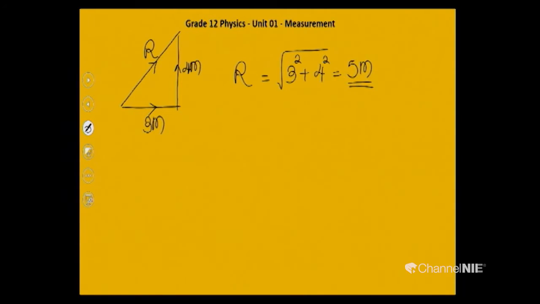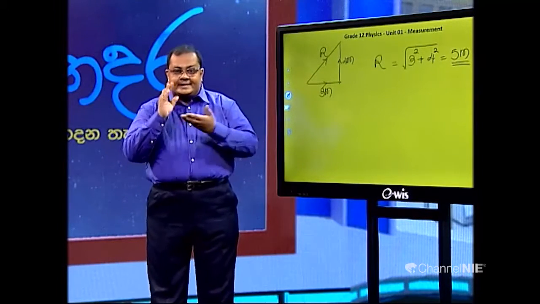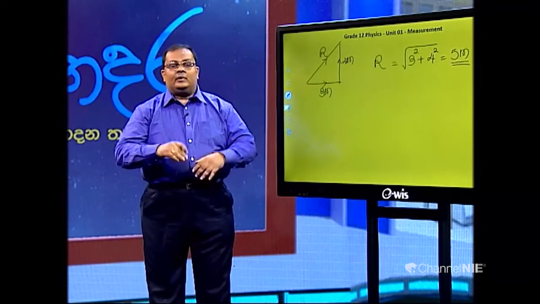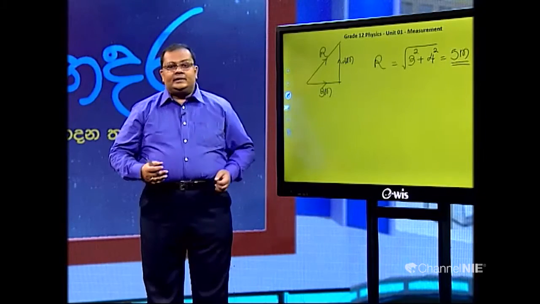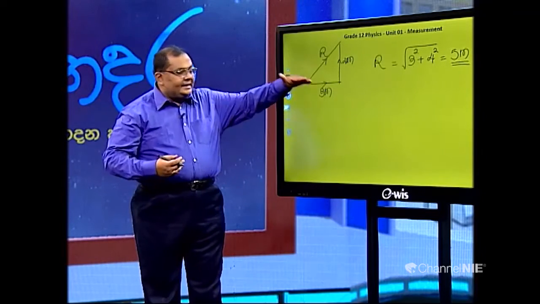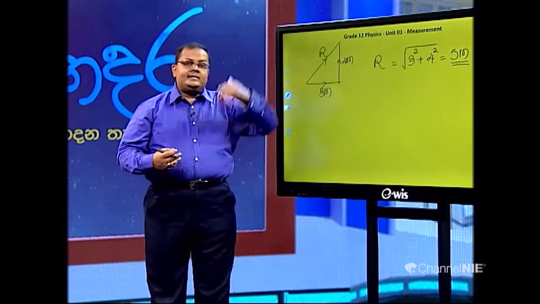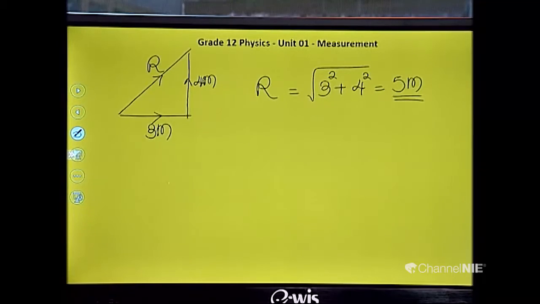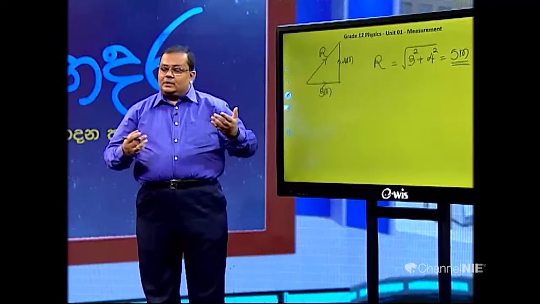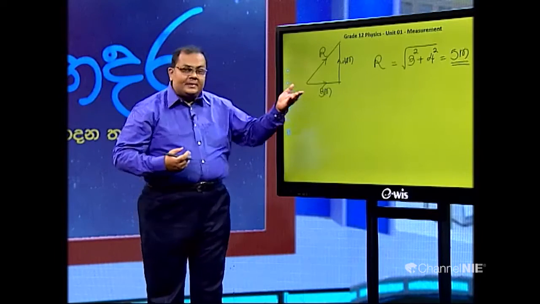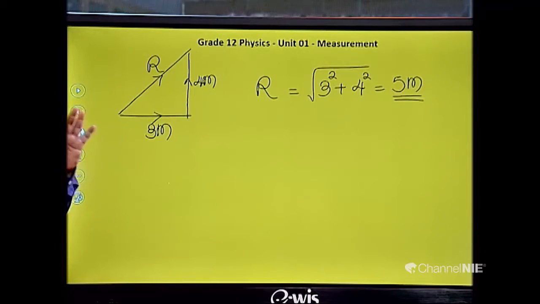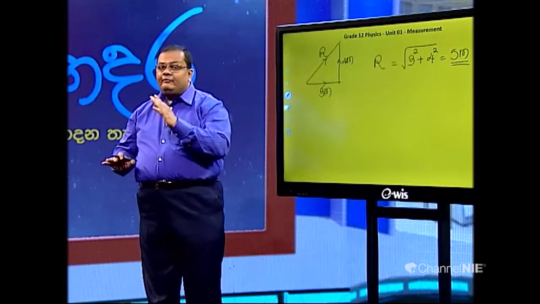Then you should know, if it is true for displacements, for any other vector you have to use the same method to find the resultant. Assume 3 newtons this way, 4 newtons this way, then the resultant is 5 newtons. Very easy to understand that. Anytime you find it hard to think about, use the displacement vector. This way displacement 3, this way 4, then the resultant is not equal to 7. The resultant is equal to 5.